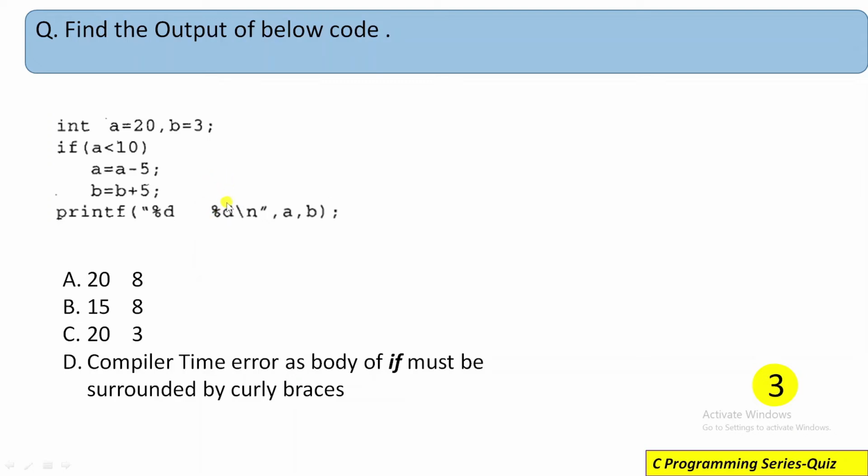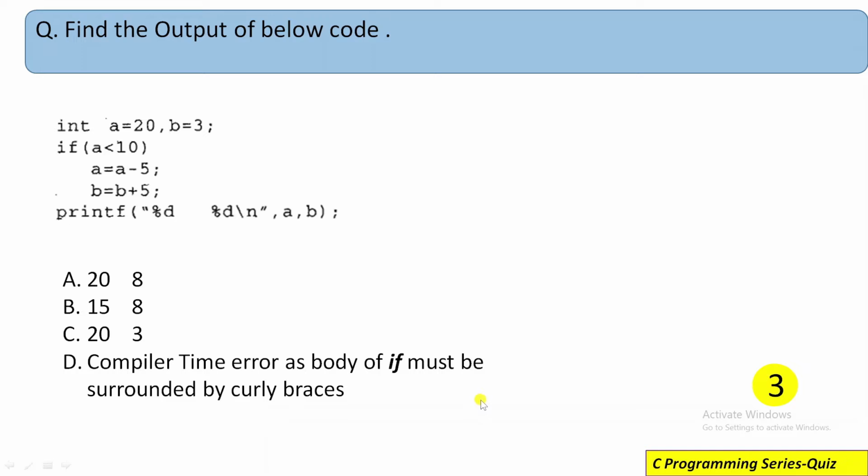So here is our next MCQ. In this question, we are given two variables a and b, both of integer type, having values 20 and 3. And now we are using if a is lesser than 10, then a equals a minus 5, b equals b plus 5, and then we are printing the values of a and b. So you have to tell what is the output of this code.